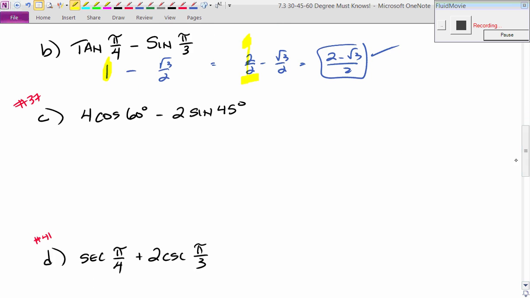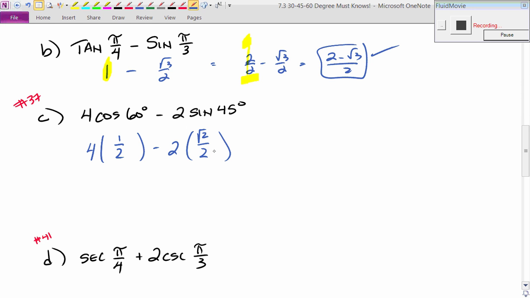Okay. Now, this one is number 37 of your homework problem set, so I'm doing one for you tonight, so please pay attention to this one. Right? We got 4 cosine times the 60 degrees minus 2 times the sine of 45 degrees. So we're going to have 4. What is the exact value for the cosine of 60 degrees? It is 1/2. Very good. Minus 2 times, hey, 45 degrees, it's a sine, so that has to be a rad 2 over 2.